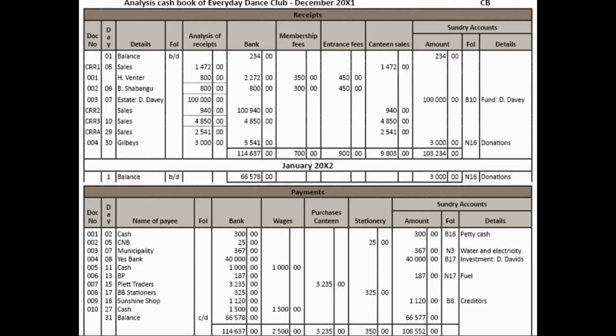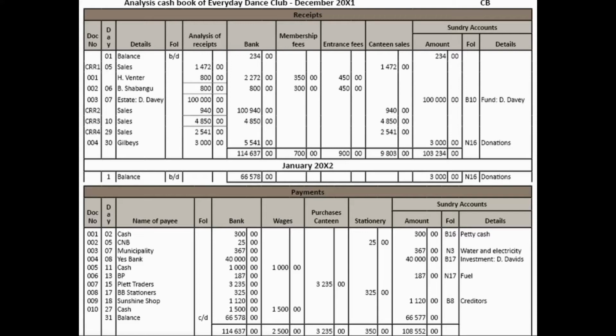There's no fund account for Davy yet. So you're going to need to open that in the balance sheet section, B10, you're going to open that account for Fund D Davy. On the credit side, there's no total or balance in that because that account was not in the trial balance on the 30th of November. So you will open the fund account, and on the credit side, you will enter bank 100,000.